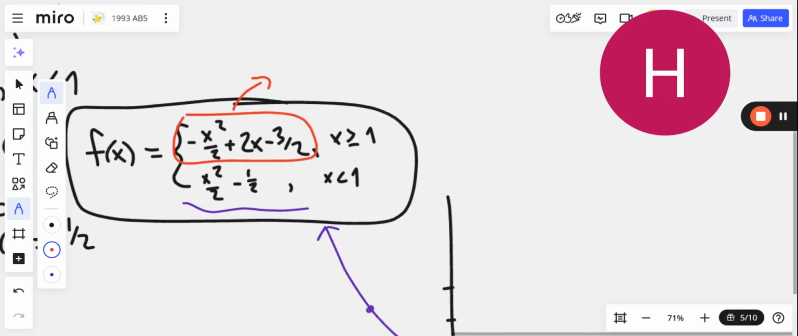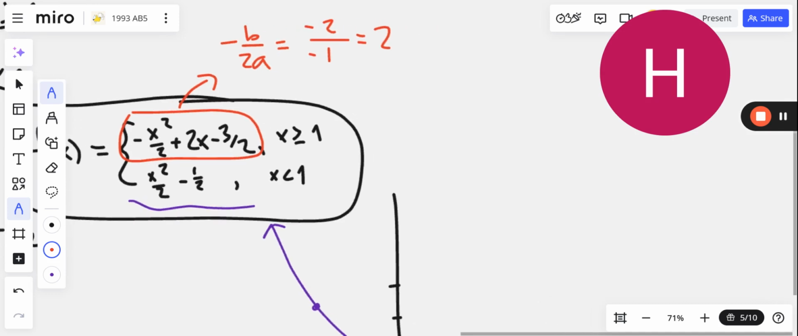We're going to have to use the old negative b over 2a trick. Negative b over 2a, that's going to be negative 2 over 2 times negative 1/2. So that's at positive 2. Okay, the vertex is at positive 2, comma, let's see what the y value is. So we'll say f of 2 equals negative 2 squared over 2 plus 2 times 2 minus 3/2. 2 squared is 4 over 2 is 2. So negative 2 plus 4 minus 3/2. That's 2 minus 3/2. That's only 1/2.